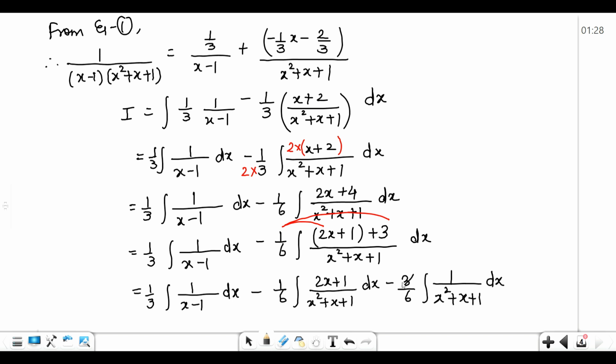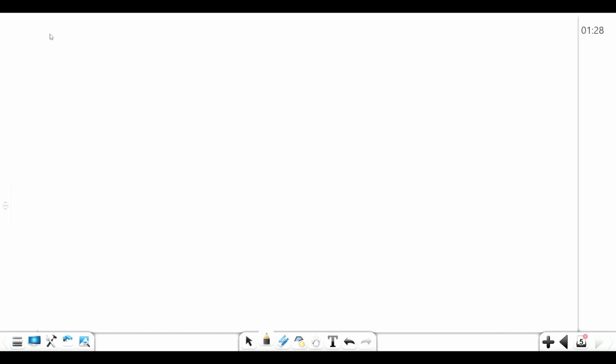Now this will be cancelled by 1 by 2. So we know the value of the first integration, we know the value of the second integration. Now what we have to do is to find the value of the third integration. Third is nothing but 1 upon the quadratic term. So to solve that part, we need to find the third term. Let's move on to the next.